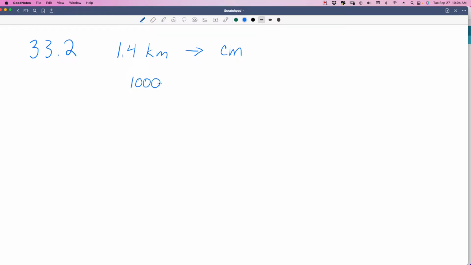so you know that 1,000 meters is 1 kilometer. And then you'll know that 100 centimeters is 1 meter. You might not know it by heart, but you'll know it by flipping over to the back cover of your notebook and having that unit of reference handy.